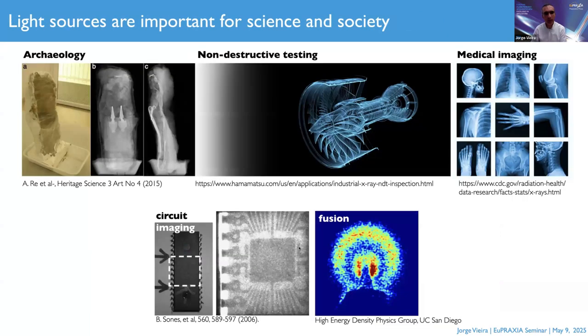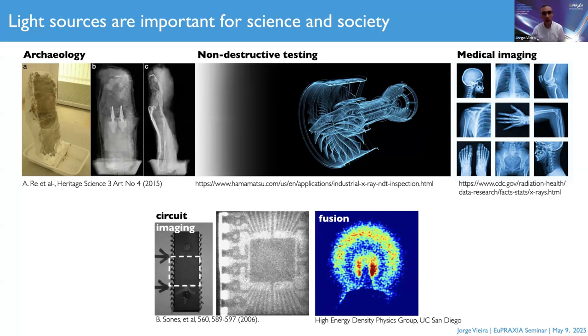So now let's have a look at why this is even important. Why do we care about light sources at all? Light sources, and specifically X-ray sources, are quite important in a number of fields. And this is just a few examples. For example, archaeology. This is an image of a piece of land that was imaged by an X-ray beam that allows us to see some features inside this piece of land without destroying it.